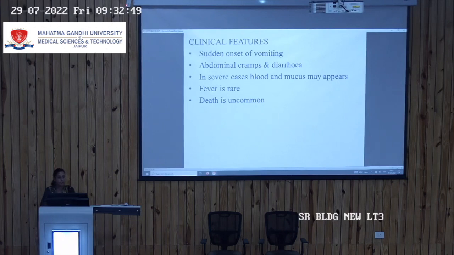So the clinical features are sudden onset of vomiting, abdominal cramps and diarrhea. In some severe cases, blood and mucus may appear in vomiting or in diarrhea. Fever is rare and death is uncommon.